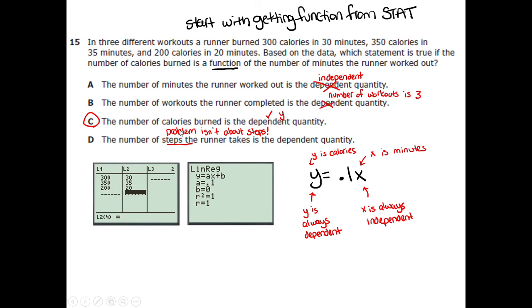Okay, so the number of calories burned in 30 minutes, I should have actually flipped this to be 30, 35, 20, 300, 350, 20. The only thing that's going to change is this will be 10x instead of 0.1x. I apologize. I'm at the end of the video, so I can't fix this. But everything else holds true that I wrote on the screen. The number of minutes the runner worked out is the independent quantity, not the dependent quantity. The number of workouts is already given in the problem. It's 3. And finally, D is not the answer choice because the problem is not talking about steps.